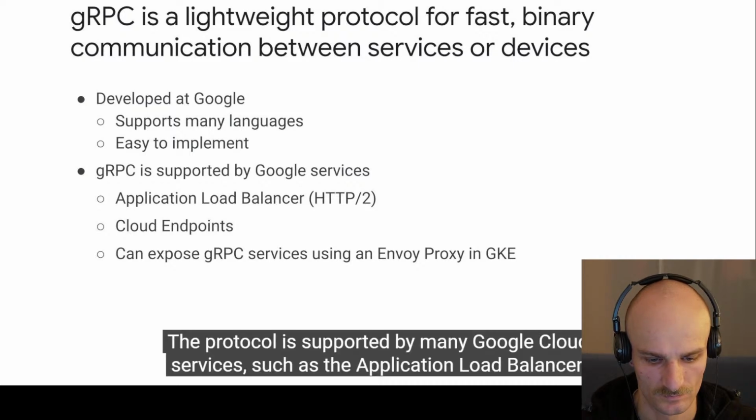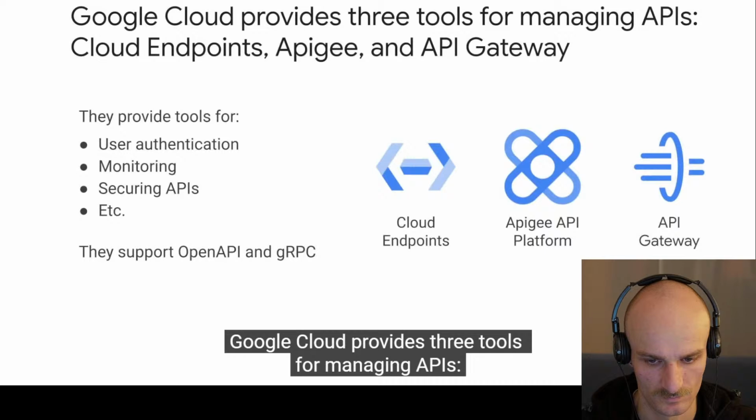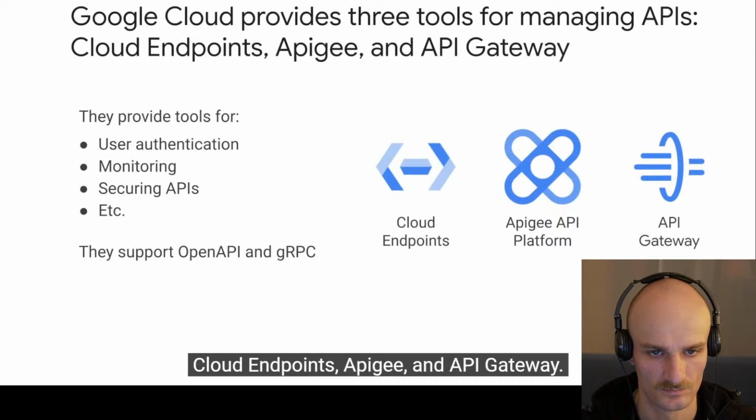The protocol is supported by many Google Cloud services, such as the Application Load Balancer and Cloud Endpoints for microservices, as well as on GKE by using an Envoy proxy. Google Cloud provides 3 tools for managing APIs: Cloud Endpoint, Apigee, and API Gateway.